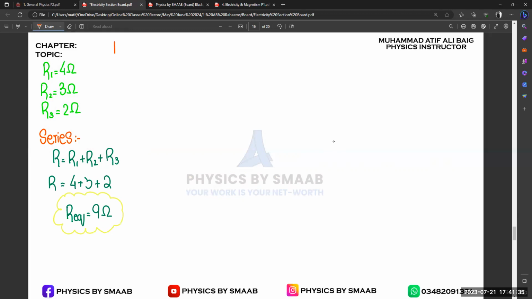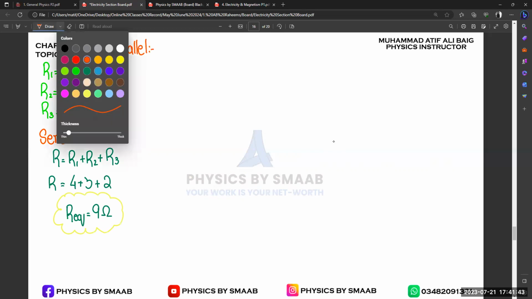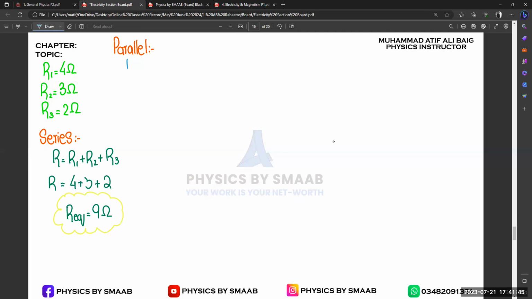Now for parallel combination, we need to switch the formula first. That is 1 over R equal to 1 over R1 plus 1 over R2 plus 1 over R3. And if we just substitute the values, 1 over R will be 1 over 4 plus 1 over 3 plus 1 over 2.